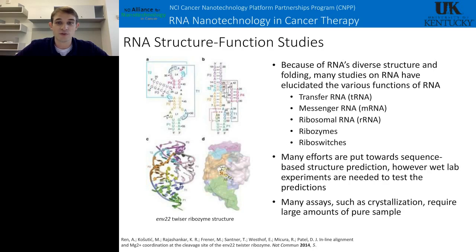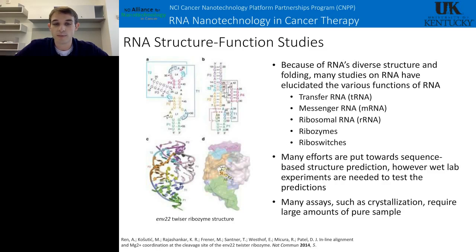RNA has very diverse structure and folding, and many studies on RNA have elucidated various functions of RNA, such as transfer RNA, which decodes the mRNA to amino acids, messenger RNA, which contains the code for proteins, ribosomal RNA, which is part of the ribosome and is essential to protein synthesis, ribozymes, which are catalytic RNAs similar to that of proteins. They perform certain chemical reactions in the cell. And then riboswitches is another one. These can be part of an mRNA sequence, and they're regulatory RNAs.